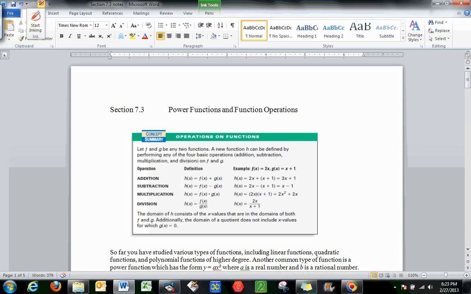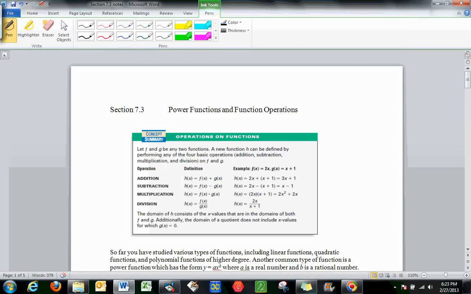Okay, today we're going to be working with a new type of function type. I call these functions power functions, and really what they are is just a creation of two functions put together in various ways to create a new function. So we're going to be defining two individual functions and then using basic operations to put them together.